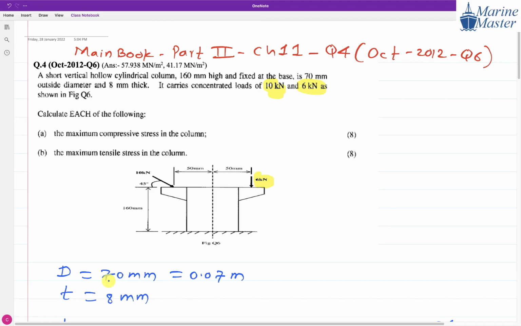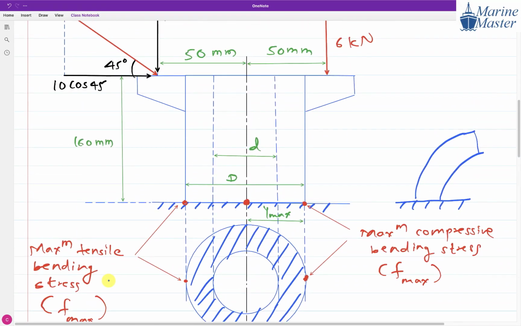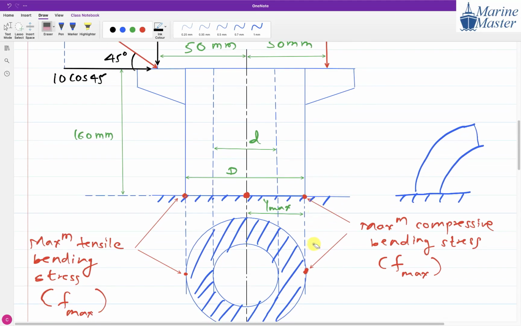Now tell me, at which point will we have maximum compressive stress? They are asking for the net, the overall effect. Either the left end or the right end, left side or right side? Because on the right side, if you observe, direct stress is also compressive, bending stress is also compressive, so it is more compressive.